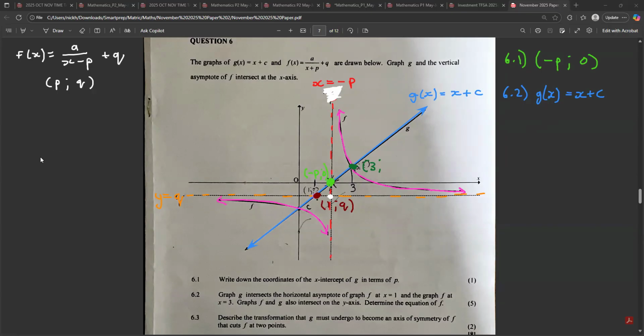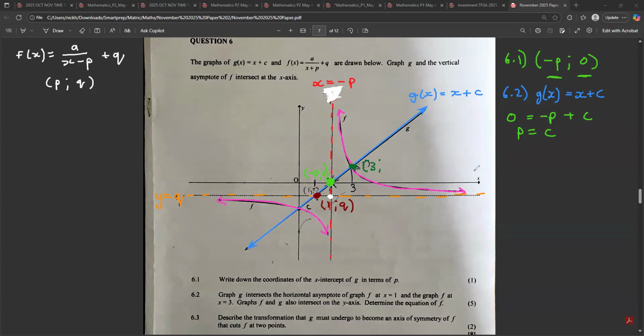So why did they give us 6.1? I always look at it this way: if I have to work out something in 6.1, I'm almost certainly going to have to use it in order to do what I need to do in 6.2. So we know that 0 is then equal to negative p plus c. So we're substituting this point into g of x, and so we get p is equal to c.